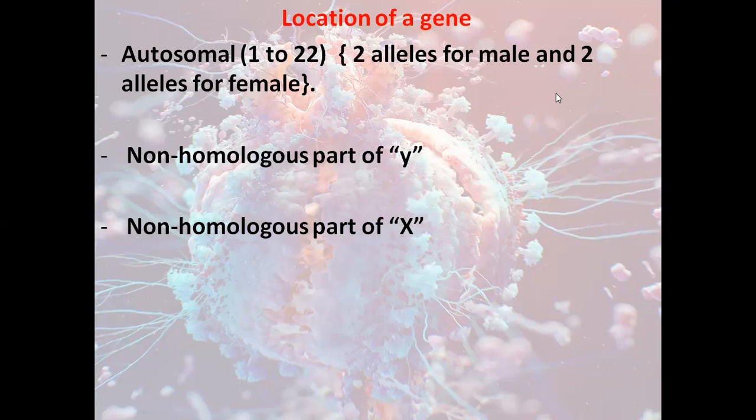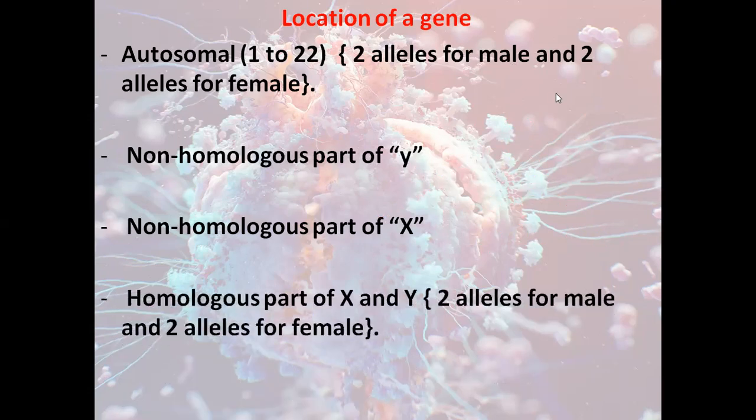And if it's found on the homologous part of X and Y, so it's found on both X and Y at the same time. Here, I said the homologous part of X and Y. So we have two alleles for the male, since he has XY, so one allele will be on the X and the other will be on the Y. Or two alleles for the female, since she has two X's, so one allele on one X and the other on the second X.